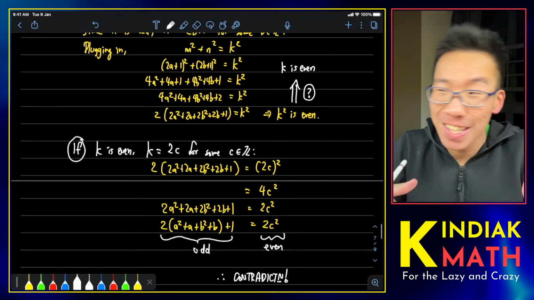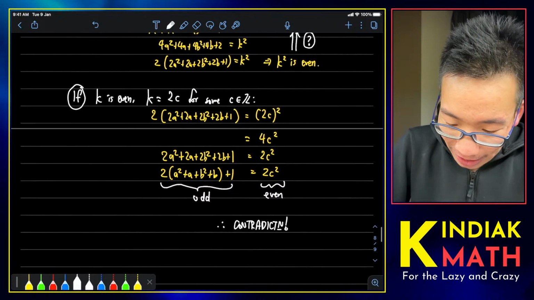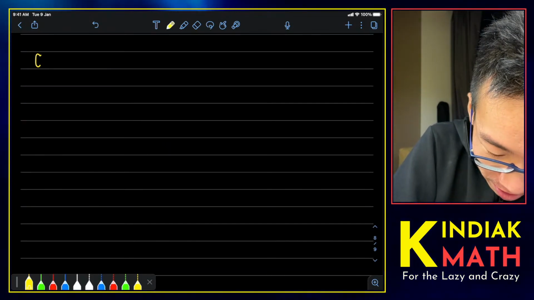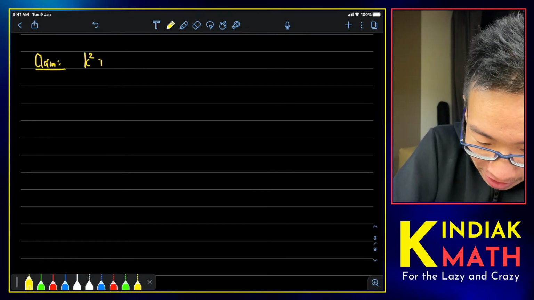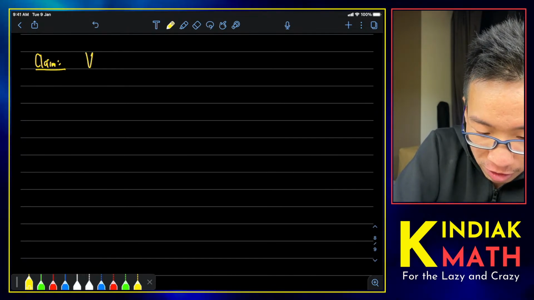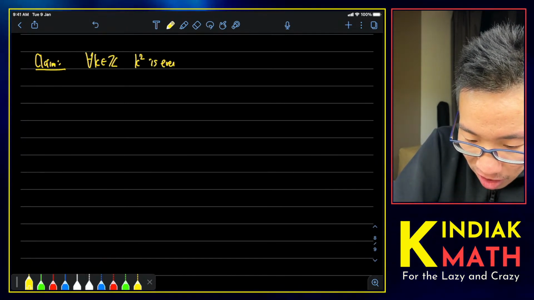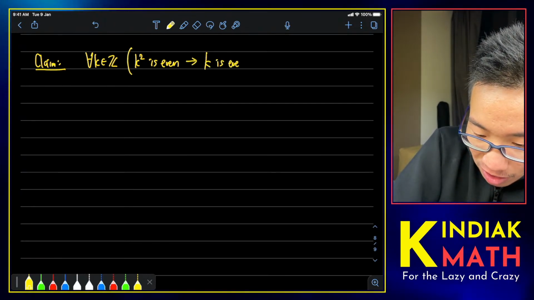I believe it's done in the notes, but it's okay. Let's just do it. So now we're going to claim, yes, I'm going to claim from scratch because we have to do this, that if k squared is even, and let's be more precise here: for any integer k, if k squared is even, then k is even.